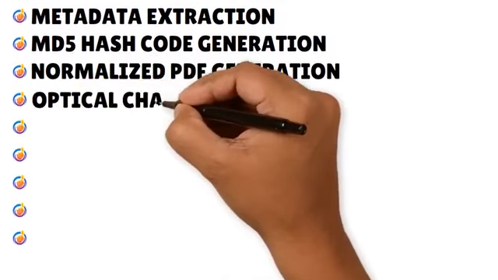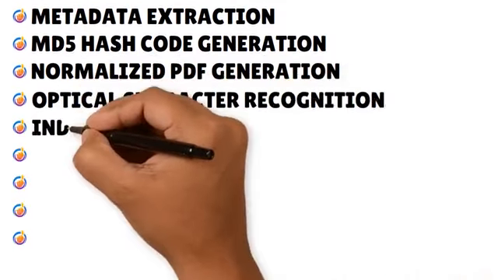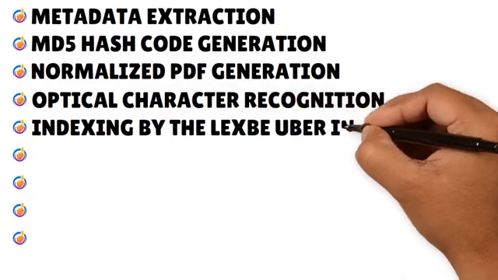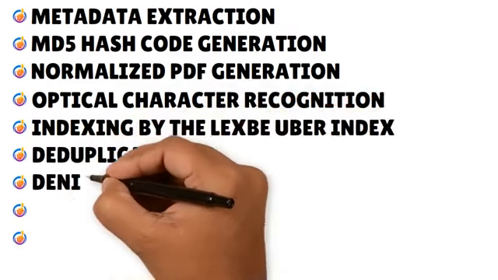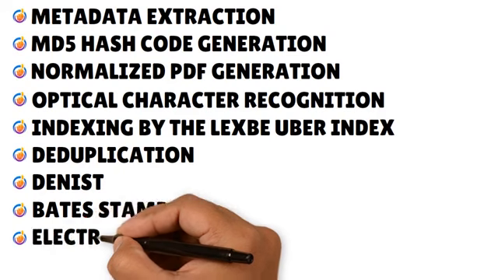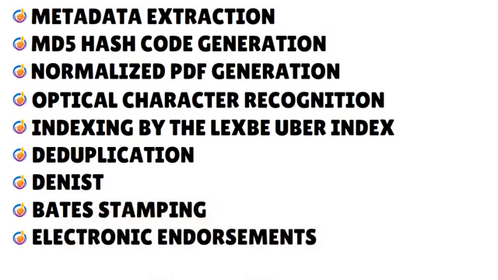Of course, you have the OCR that I just spoke about. You have indexing by the Lexbe Uber index. You have deduplication. You have a DNIST. You have bit sampling. You have electronic endorsement. So the bottom line here is what? You have a constellation of features and capabilities that are really enhanced because you are working in a collaborative environment.